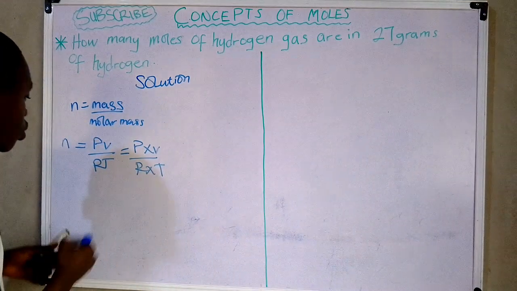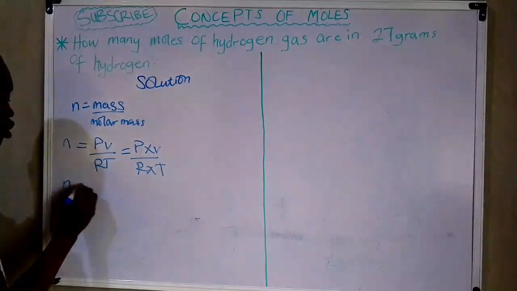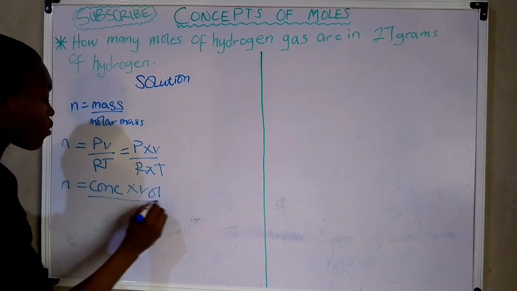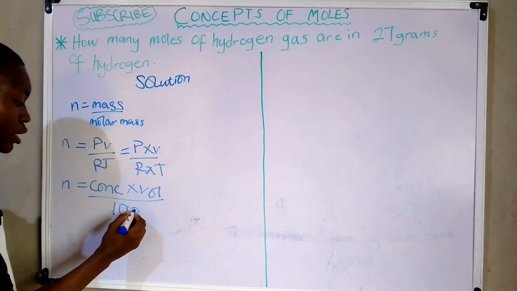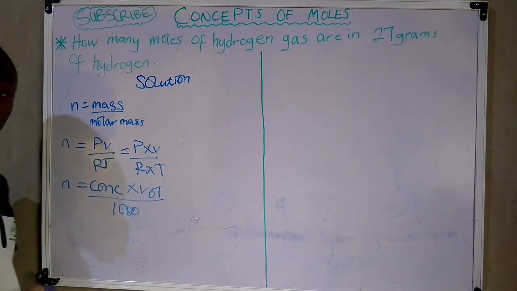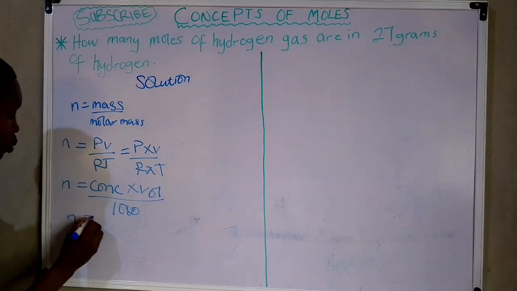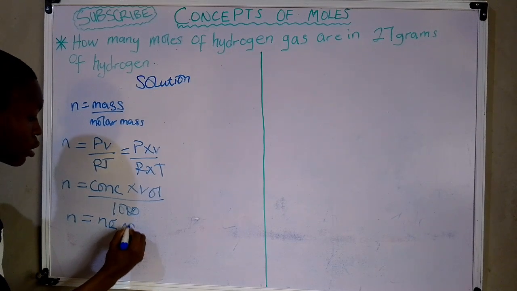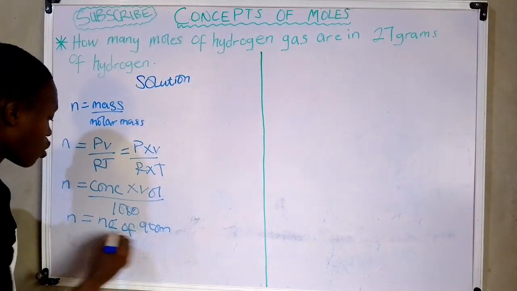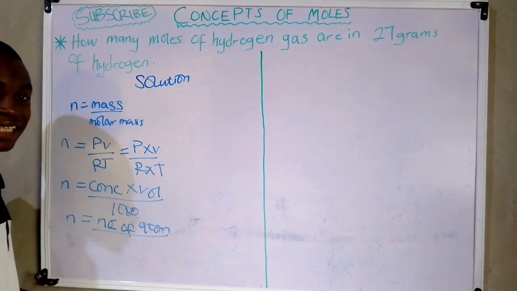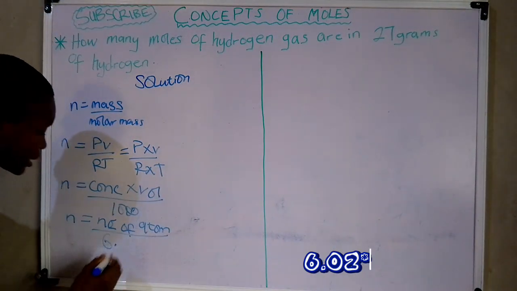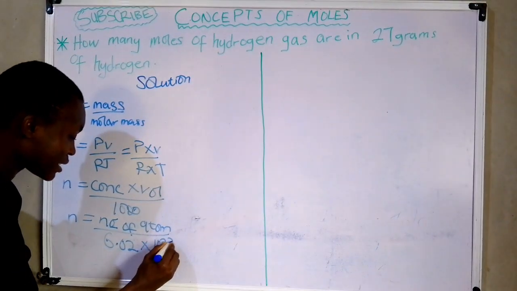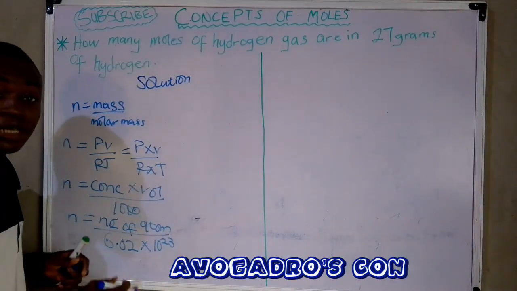Now we have the third formula, n is equal to concentration times volume over 1000. Now for the fourth formula, we have number of moles to be number of atoms over the Avogadro's constant, which is 6.02 times 10 raised to power 23. This is the Avogadro's constant.